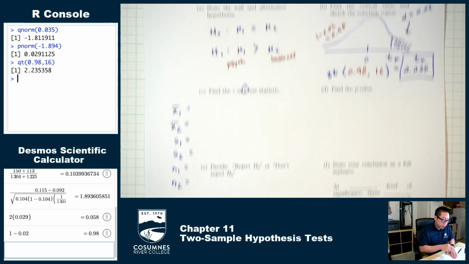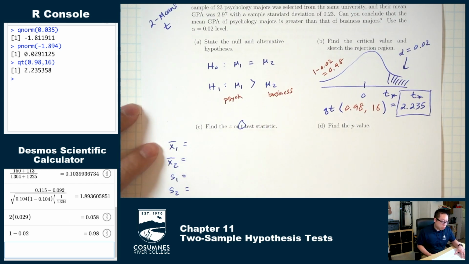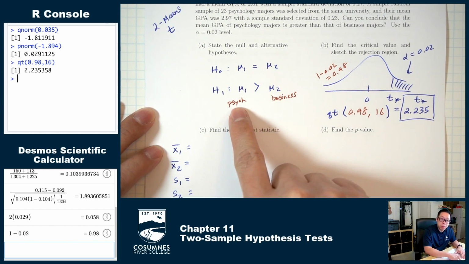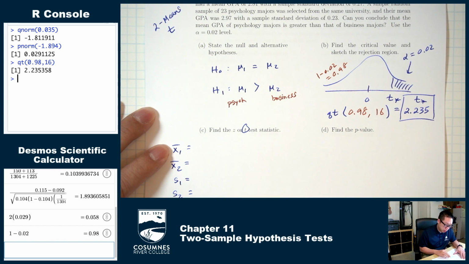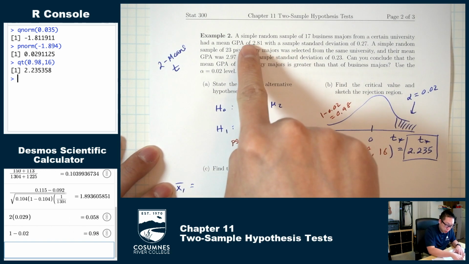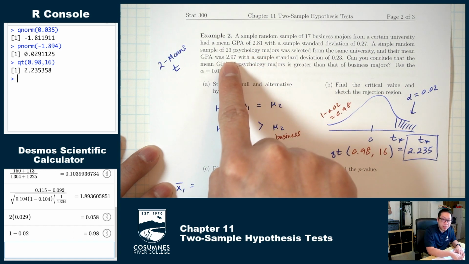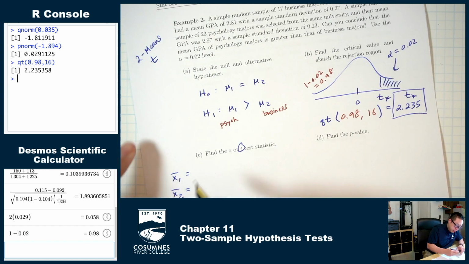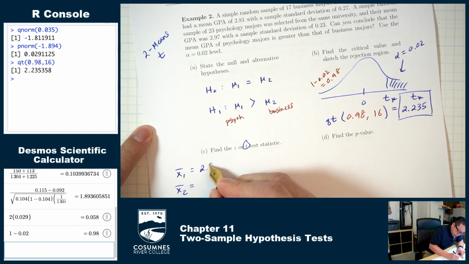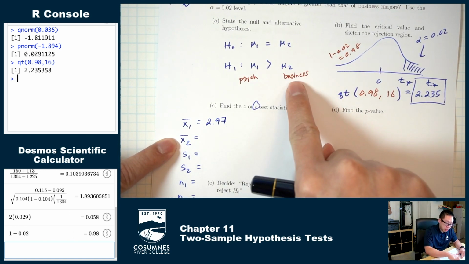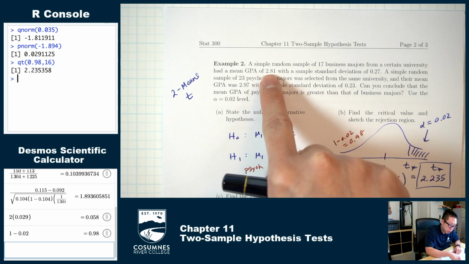This is where your labeling becomes important. So X1 bar is the mean for your first group, which is the psychology group. What is the mean for psychology? The mean for psychology is not 2.81, right? That's the mean for the business. The mean for psychology is actually 2.97. So 2.97. X2 bar, that's the mean for my business majors. The mean for business, we said was 2.81.